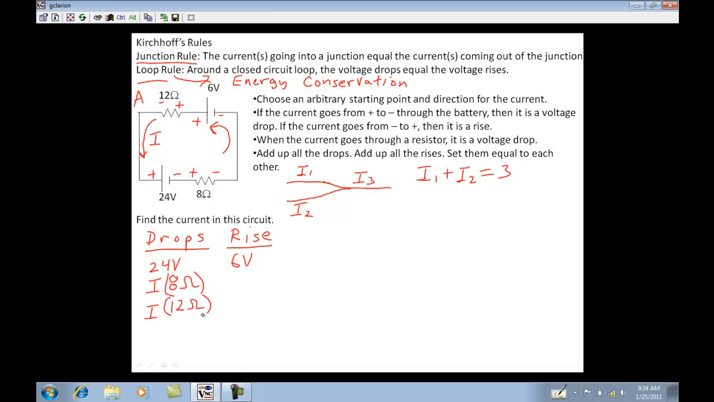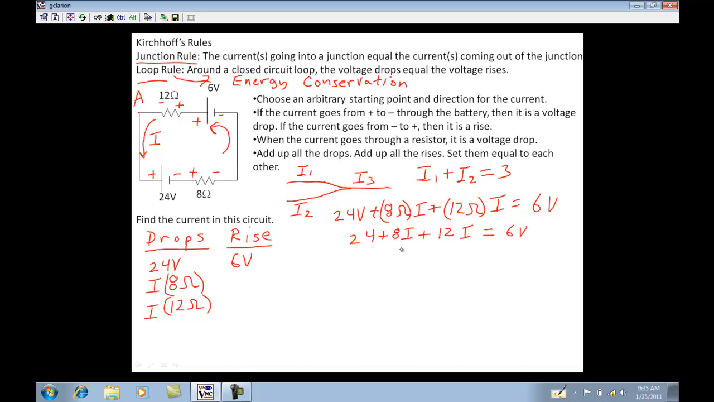Okay. So what we then do is we set all the drops equal to all the rises. So we get 24 volts plus 8 ohm I plus 12 ohm times I. I don't know why I did that backwards. And I'm going to set that equal to 6 volts. Okay, so just taking the units out, I'll get 24 plus 8I plus 12I is equal to 6 volts.